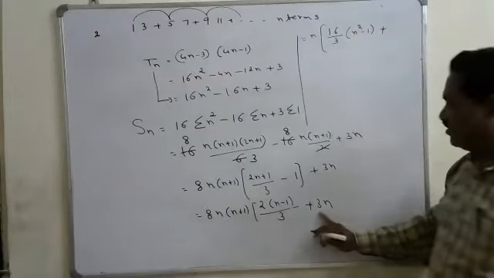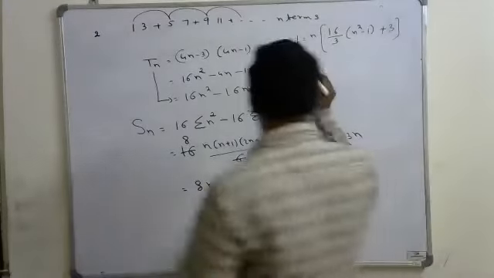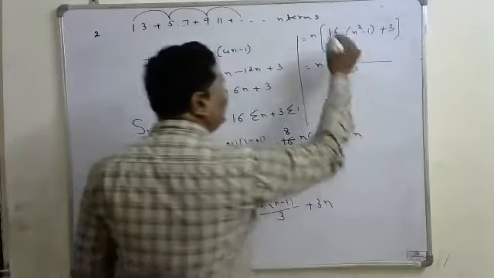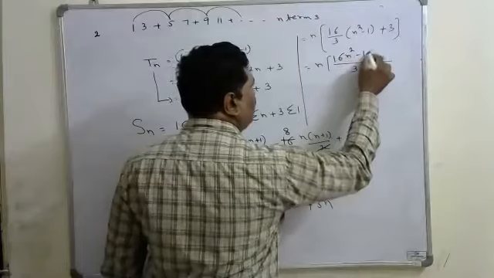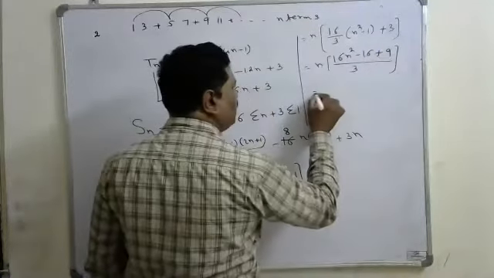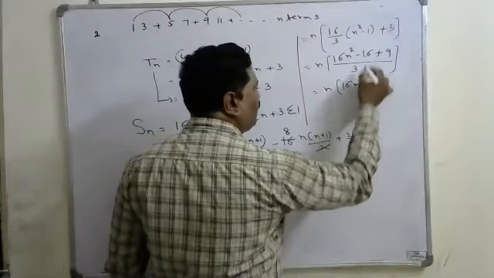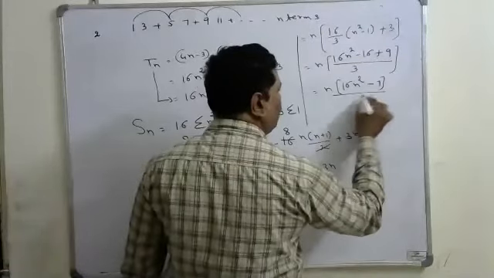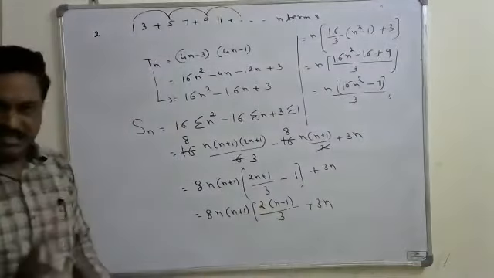Plus, here 3 is the remaining. Now it is n times. If we take the LCM here, LCM is 3. Multiply by 16: 16n square minus 16 plus 3 3s are 9. So it is n times 16n square minus 16 plus 9, that is minus 7, by 3. So this is the sum of the n terms of that particular sequence.